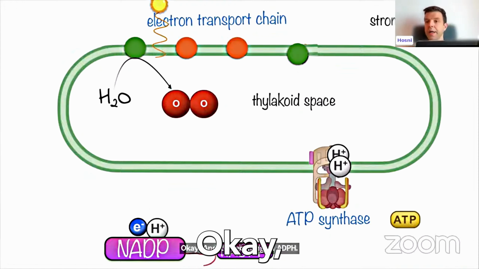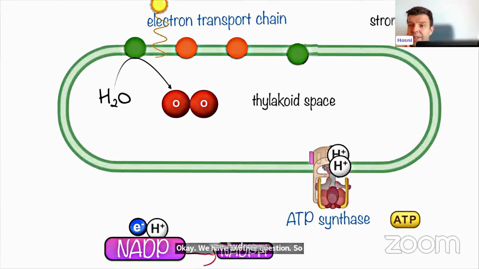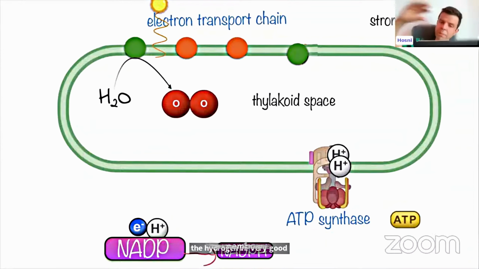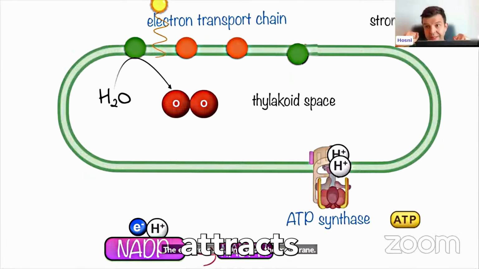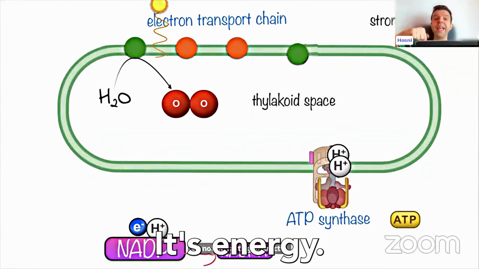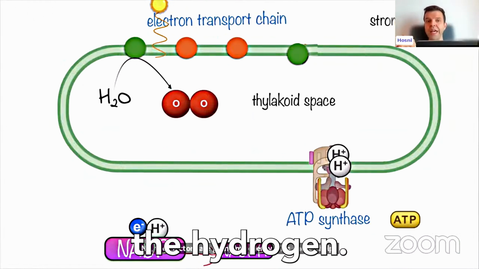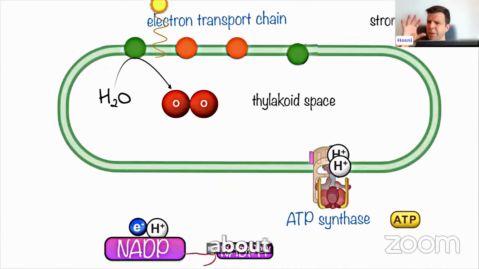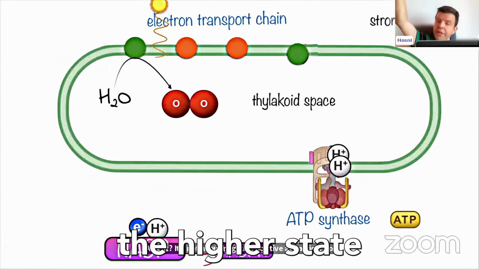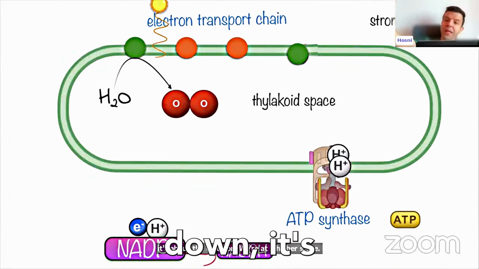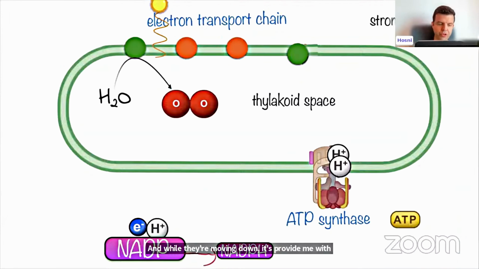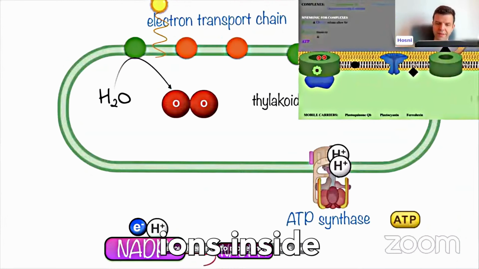Okay, we have another question. So the electron attracts the hydrogen ion? Very good. The electrons are on the membrane. The electrons are not attracting it directly. No, the electrons are giving me energy. This energy helps me to pump the hydrogens in. All right. It's not about negative, positive attraction. No, it's about the electron. We're at a higher state, and while they're moving down, it's providing me with enough energy to move those protons or hydrogen ions inside the thylakoid.